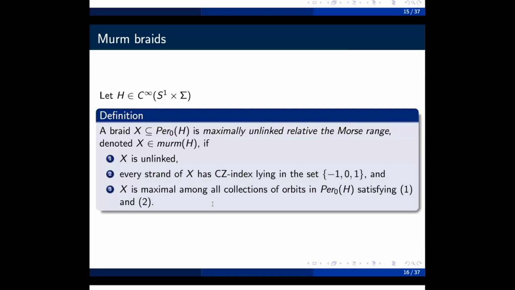And so let me just point out a few things here. One, it's not clear that something that is maximally unlinked relative to the Morse range is maximally unlinked generally, right? I could have some orbit outside the Morse range that just doesn't link with any of these, right? It will turn out, in fact, that this doesn't happen, but okay. So basically, I should think of this as some sort of deformation of the case where I take a Morse function.